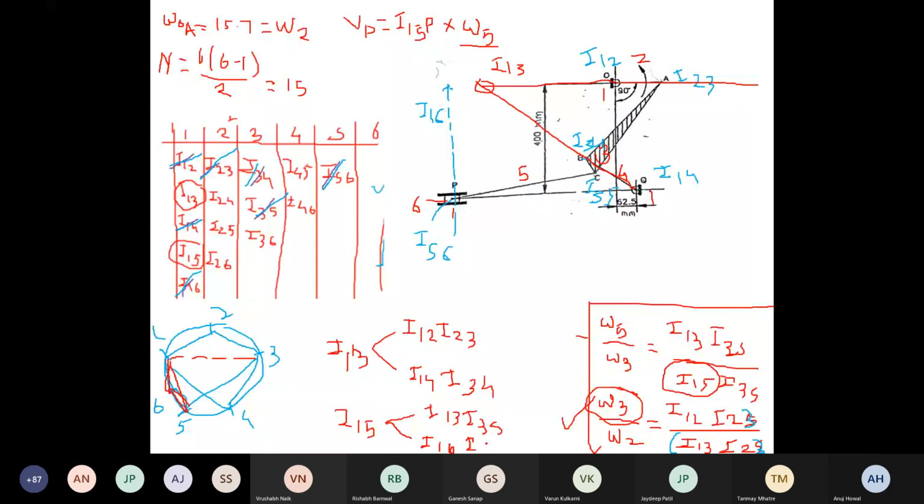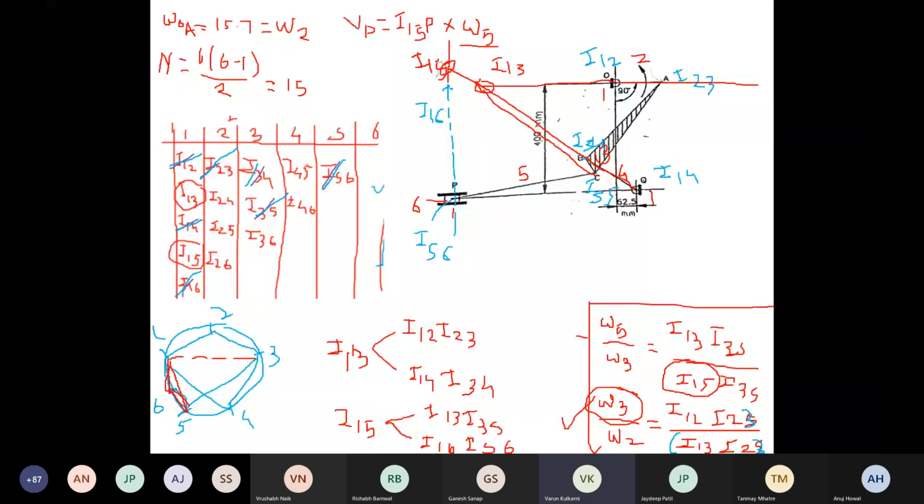Now come to the configuration diagram. I13, I35 is here. I13 is here. Where is I35? Here, at C. You have to join this. Then I16, I56. I16, I56 is at infinity. This one. Extend this one. Where it intersects, you will get I15. Now you have to find out omega 5.